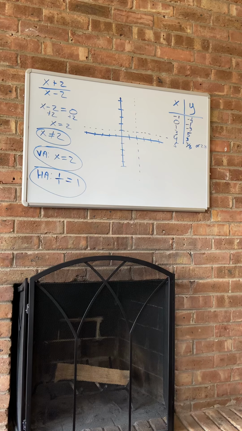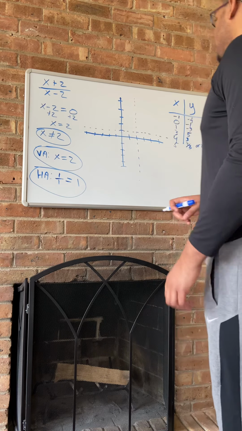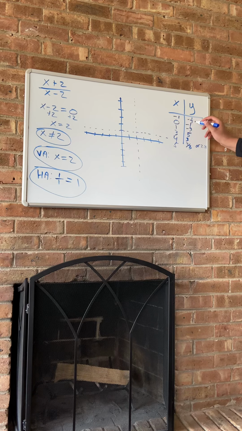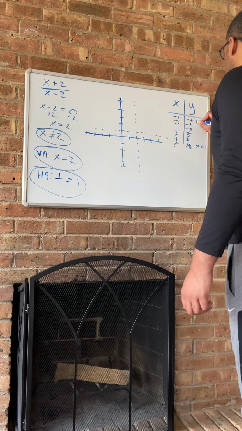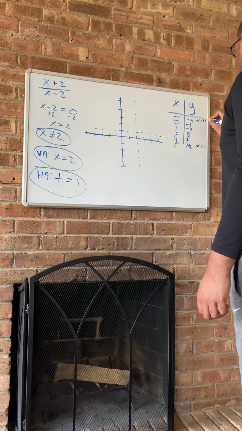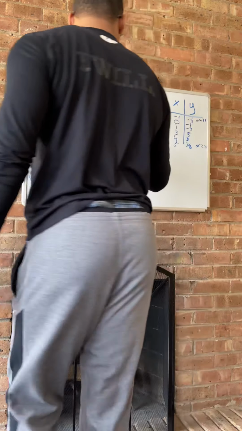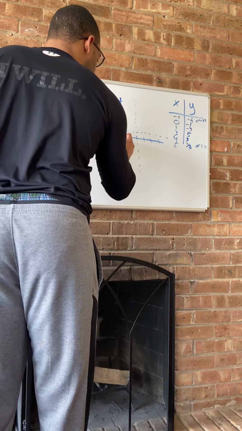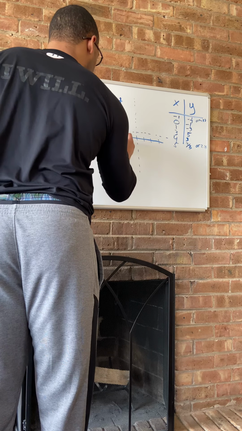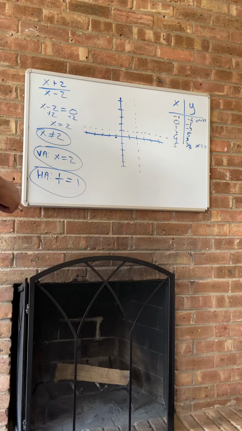So now you got to graph these out. Remember, when I create these graphs, I'm not going to cross or touch my asymptotes. At negative 1, my y value is negative 1/3, or negative 0.33. So at negative 1, negative 0.33, I have a point right here.